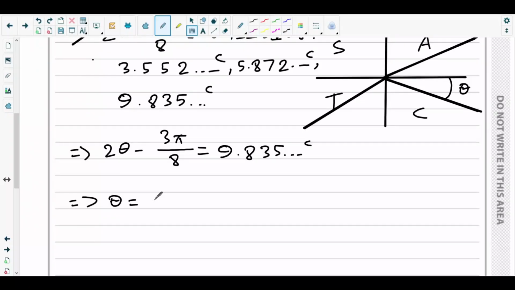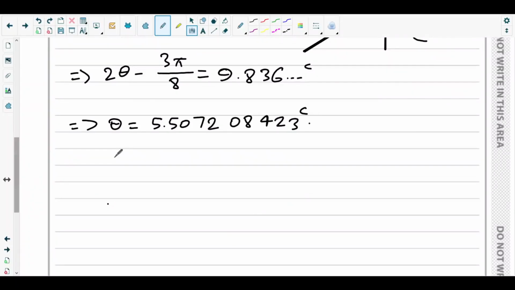So this is 9.836 if you consider the exact value. Then 3 times 3.1416 over 8 is 1.178, so adding that and dividing by 2 gives 5.507, that is 5.507208423 radian. Okay, so at R, the value for theta is equal to what?